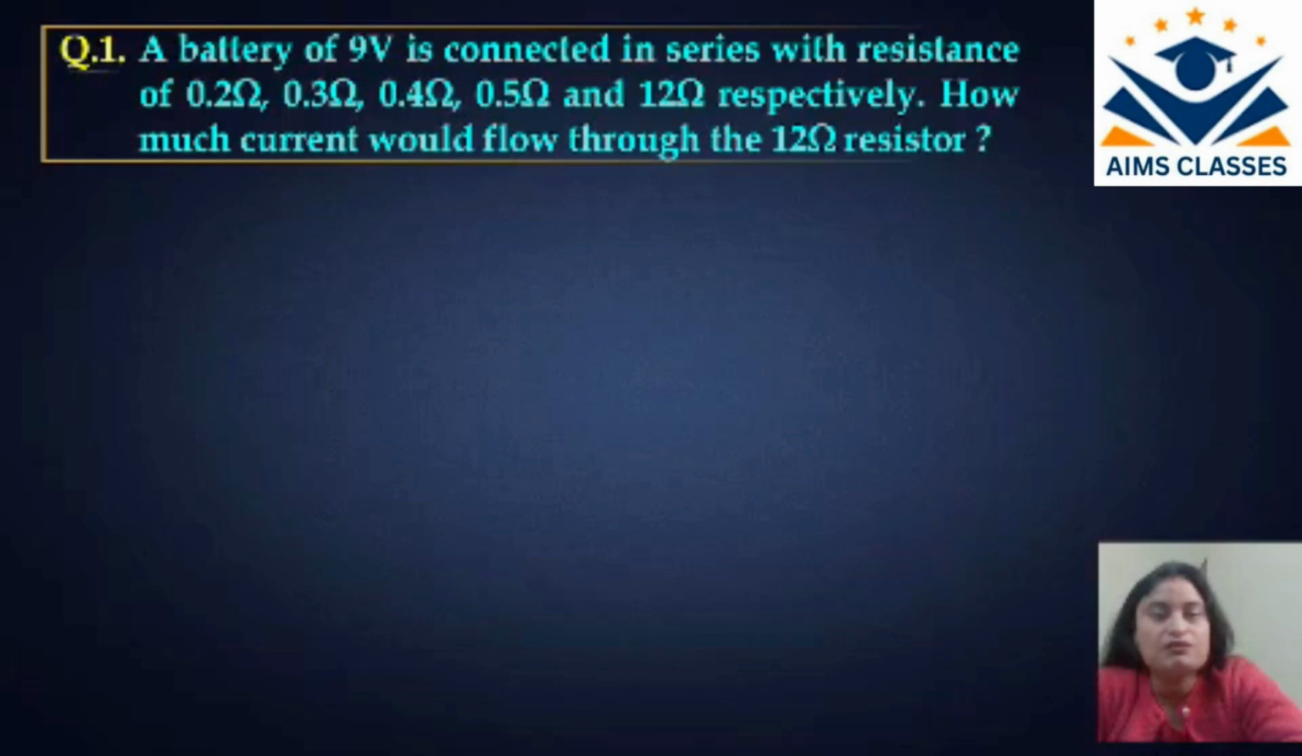A battery of 9 volt is connected in series with resistance of 0.2 ohm, 0.3 ohm, 0.4 ohm, 0.5 ohm and 12 ohm. How much current would flow through the 12 ohm resistor?